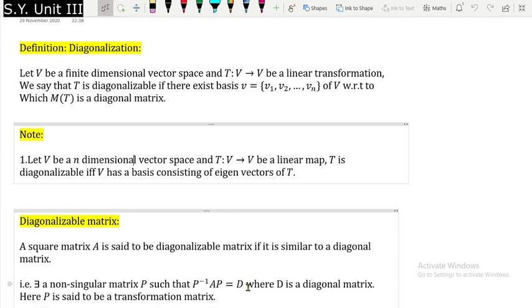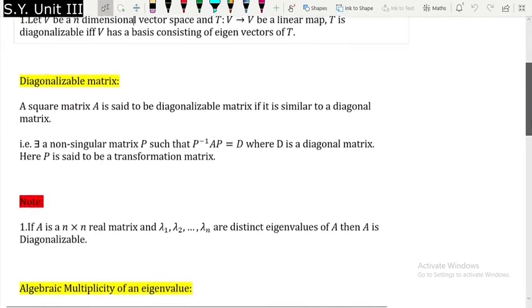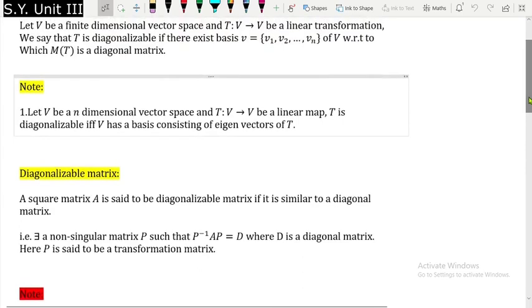Now the question is how to find that non-singular matrix P. We will see that while discussing some examples, then you will get the idea. So right now just keep it in mind, a matrix will be diagonalizable if it is similar to a diagonal matrix. Means there should exist a non-singular matrix P such that P inverse AP is equal to D, where D is a diagonal matrix. Now the thing is, how to decide that a certain matrix is diagonalizable or not? There are some short tricks in order to decide it.